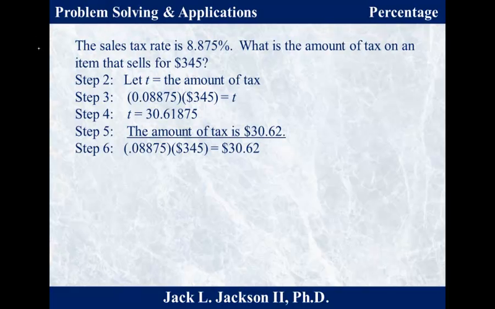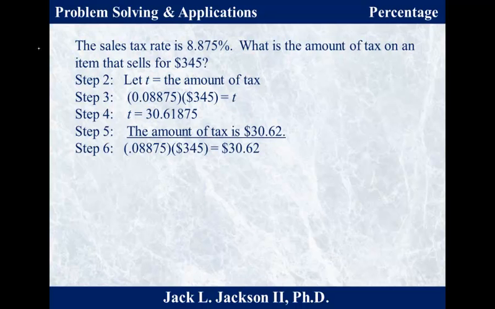Okay, here we are. Now it's fixed. So the percentage of the tax is 8.875%. But notice we always change the percent to a decimal or a fraction, usually a decimal. So this will be 0.08875. We multiply this by the amount, which is $345, and we get the amount.